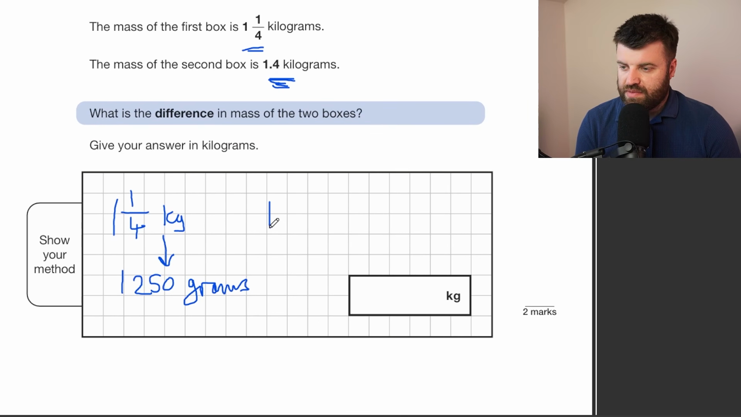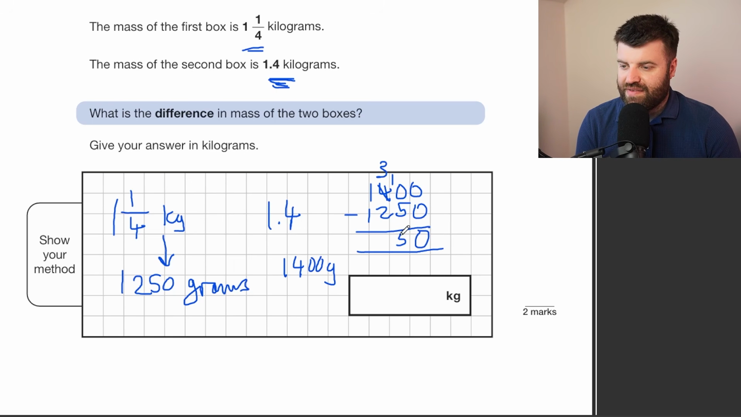1.4, well, that's just going to be straight up 4 in the tenths, which converts to 1,400 grams. So to find the difference, I do 1,400 take away 1,250 with some basic method here. 0 take away 0, 0 take away 5. Let's do some exchanging. 10 take away 5 is 5, 3 take away 2 is 1, and those cancel out. We have 150 grams. But here's the kicker. The question says kilograms. So you'd have to convert it back if you did this method, which is 0.15 kilograms.